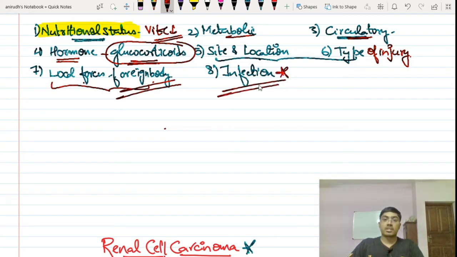Infection is a very important thing that can actually hamper the healing. There are many other topics in this particular section, so I'm not going into details of that, but I will recommend you to learn this. Primary and secondary intention in healing, isn't it? Those are very good topics to read.